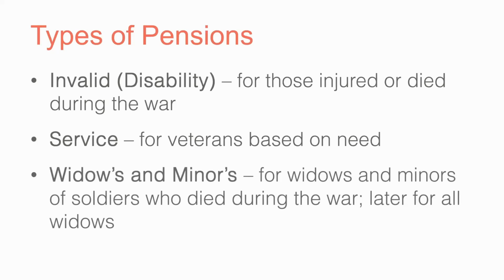And then finally, we have widows and minors pensions. They began to only be offered to widows and minors of soldiers who died during the war, but later it was offered to all widows. Occasionally, there could be a pension specific to family members that are different than widows and minors. For example, during the Civil War, if a younger man died and if their mother was dependent on them, then the mother could qualify for her son's pension.